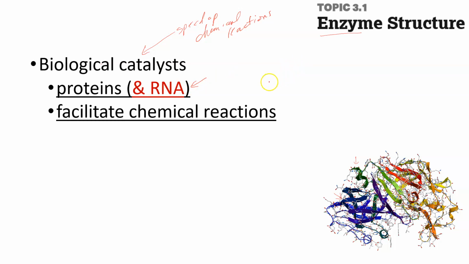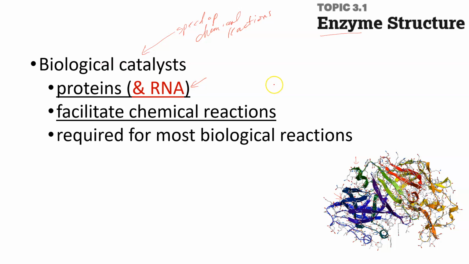Most chemical reactions in your body have an enzyme involved at some level. This includes the replication of DNA and even the creation of proteins in the first place at the ribosome. So there's a lot of proteins involved in every aspect of this. They're required for most biological reactions. They are highly specific. We'll get more into that in a later video.